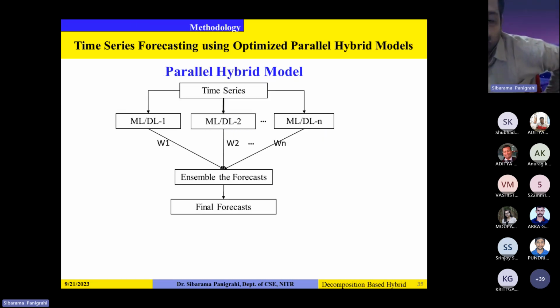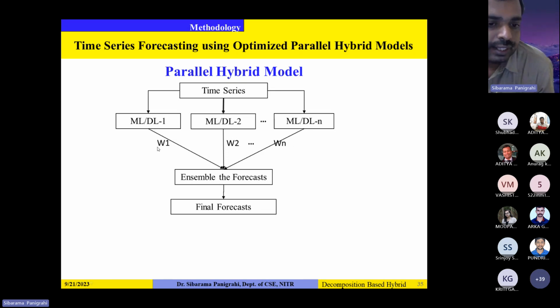In parallel hybrid models, instead of applying a single model to the original time series, we apply multiple models to the same time series. So here the same time series is given as the input to multiple machine learning, deep learning, or even statistical models. Then you get individual forecasts: model 1 forecast, model 2 forecast, model n forecast. Then you can compute a weighted summation.